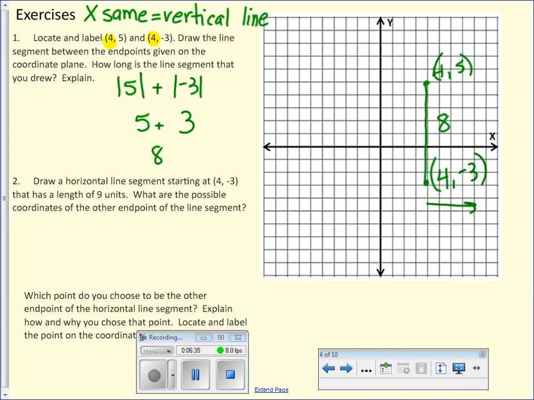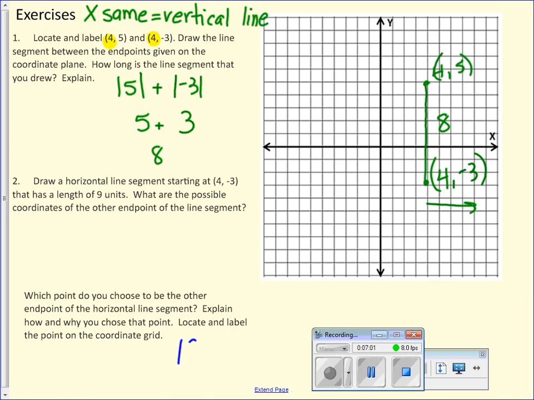I'm going to go off the grid. Now, technically, these grids go on forever because they're number lines, and number lines go on forever. However, you're not going to be going off the grid. So we don't want to go 9 to the right. If we did go 9 to the right, where would we end up? If we started at 4 and went 9 more, what's 4 plus 9? 13. So we could go to 13, -3. But we're not going to. We want to stay on the grid.